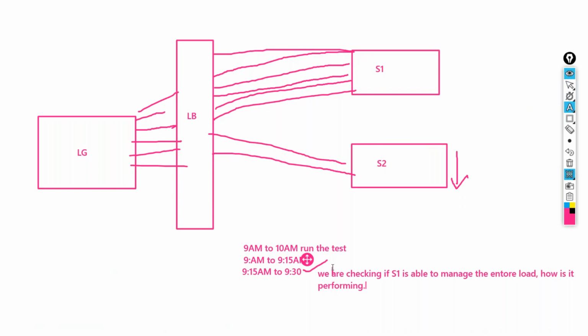Is there any impact on the response times? When two servers are up and running, the load is distributed equally, and because there is less load on each machine, both process very fast. Now that only one is managing, it might have a direct impact on response times. So from 9:15 to 9:30 we continuously monitor server 1's performance, the response times, memory utilization, CPU utilization, and whether there is any crash or server restart.